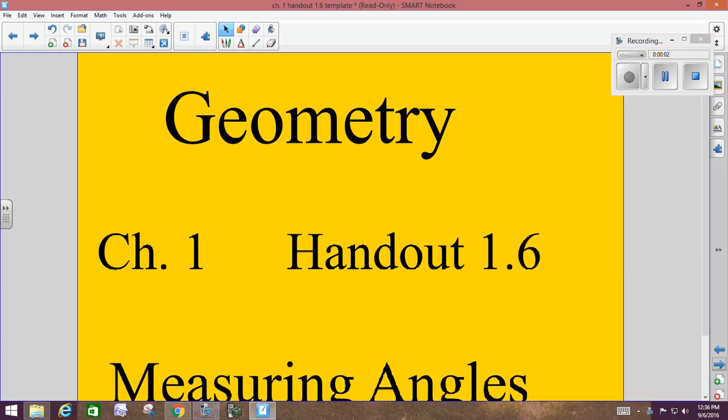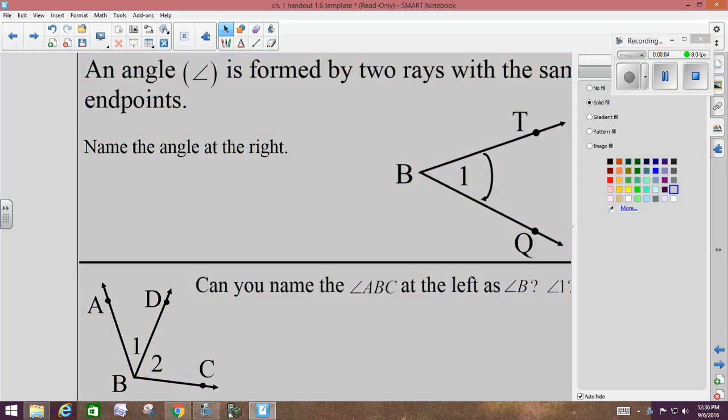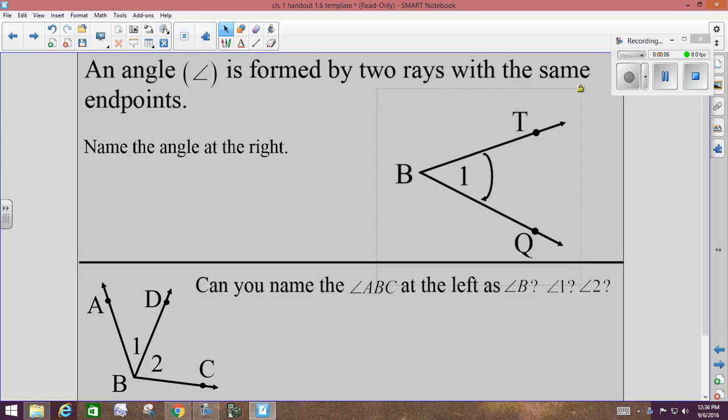All right, measuring angles. By definition, an angle is formed by two rays with the same endpoint. An angle is formed by two rays that share an endpoint. The little symbol in the parentheses behind the word angle, that's your symbol for angle. It's like we put a bar over segments and a bar with two arrows for line, and one arrow is ray. That's our symbol for angle.